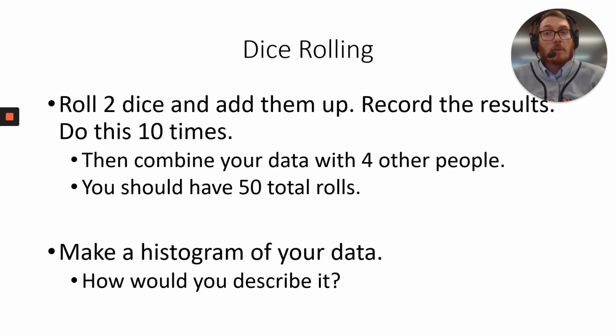Now let's compare that with rolling 2 dice and adding them up, recording the results, doing that 10 times, and then combining with 4 other people to get a total of 50 die rolls. Make a histogram of that data, and when you do that, how would you describe it?